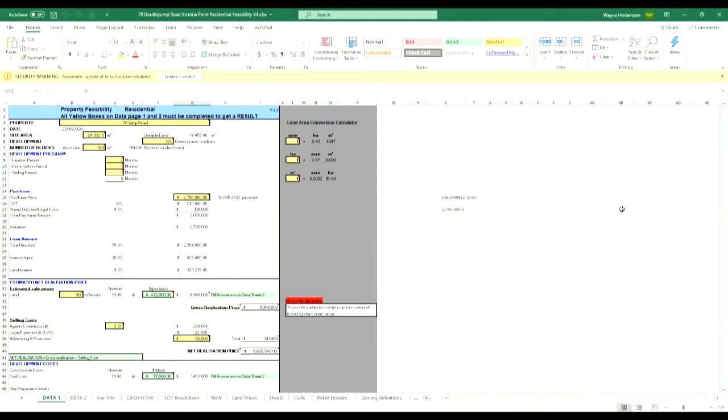When we do a feasibility, there's a few things that we need to do here. One is we need to determine how much of the land is buildable, or I call it developable land. And if you look up here at the top, we've got our total site area of 24,932 square metres.